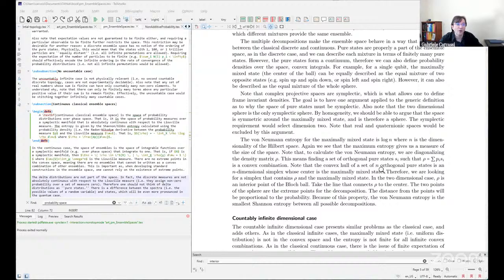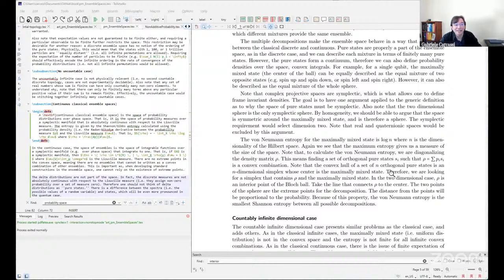Note that the convex hull of a set of n orthogonal pure states is an n-dimensional simplex whose center is the maximally mixed state. So, for example, if you have a sphere, you have two orthogonal states. These are going to be two opposite states. And you take the convex combination of the two, which is going to be a segment. And a segment, as we saw before, is the simplest simplex that you can have. And this segment is going to go through the middle of the sphere, right? And therefore it contains the maximally mixed state. So this set now is exactly a classical probability state, because it has the extreme points, it has a simplex, and the von Neumann entropy will actually coincide with the discrete Shannon entropy that we saw before. So therefore, we are looking for a simplex that contains rho and the maximally mixed state.